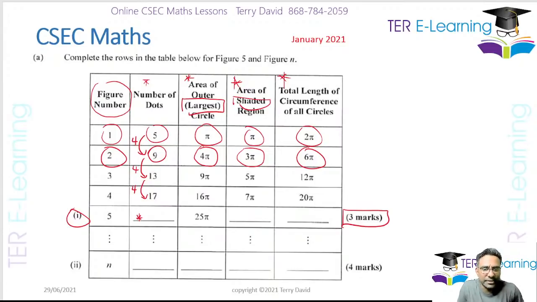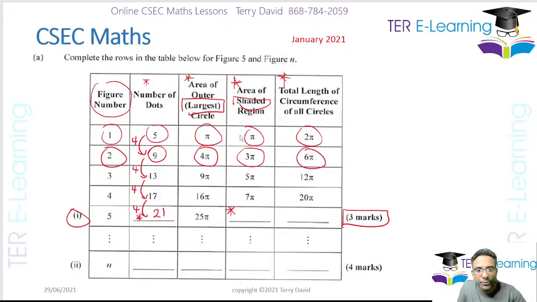Alright, I've seen some of you saying 21. That's sounding right to me. All you're doing here, you realize you keep adding 4, right? So therefore, to go from here to here, we're just going to add 4. So 17 plus 4 is going to be 21. So this is 21, right? Now, let's see what's happening.